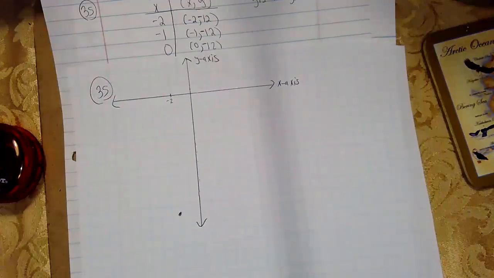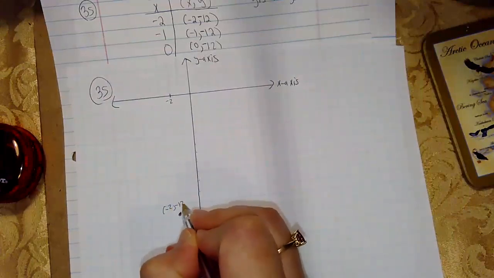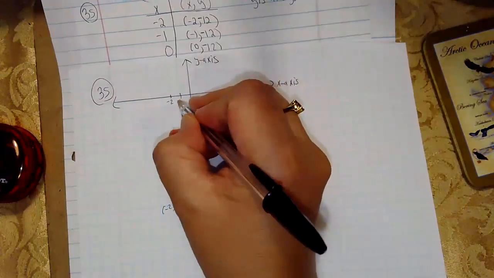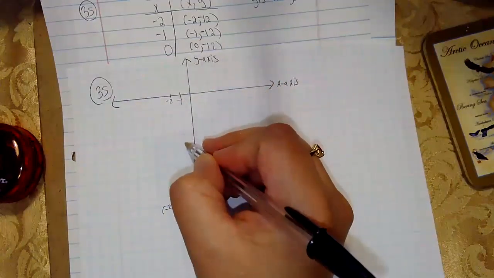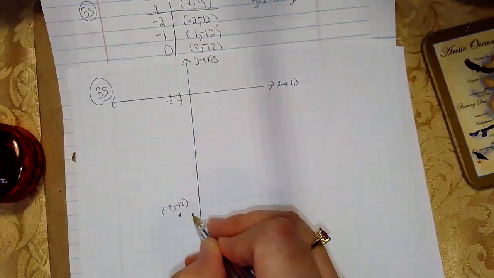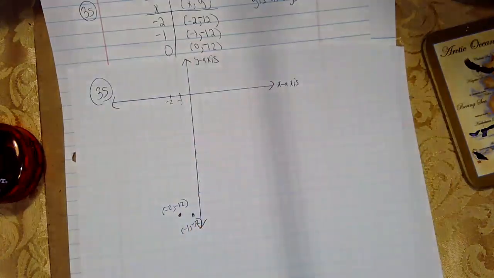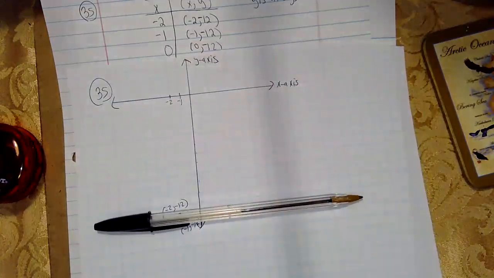Okay, so -2, -12. Okay. And then I have -1, -12. So -1, -2, -3, -4, -5, -6, -7, -8, -9, -10, -11, -12. So I have -1, -12. So you're starting to get a feel that when you connect the dots, it looks like it's going to be a horizontal line, okay, for y equals -12, okay?